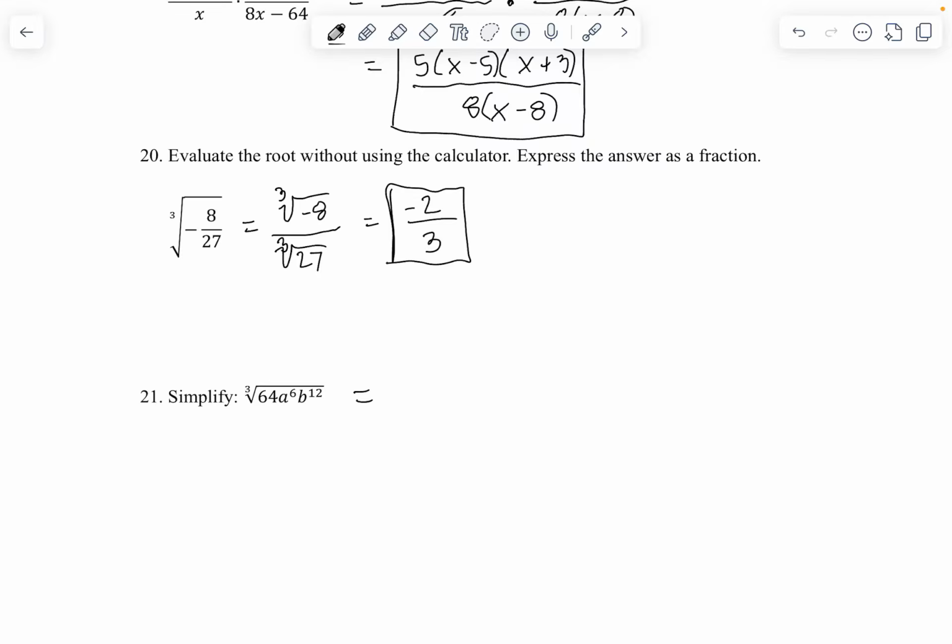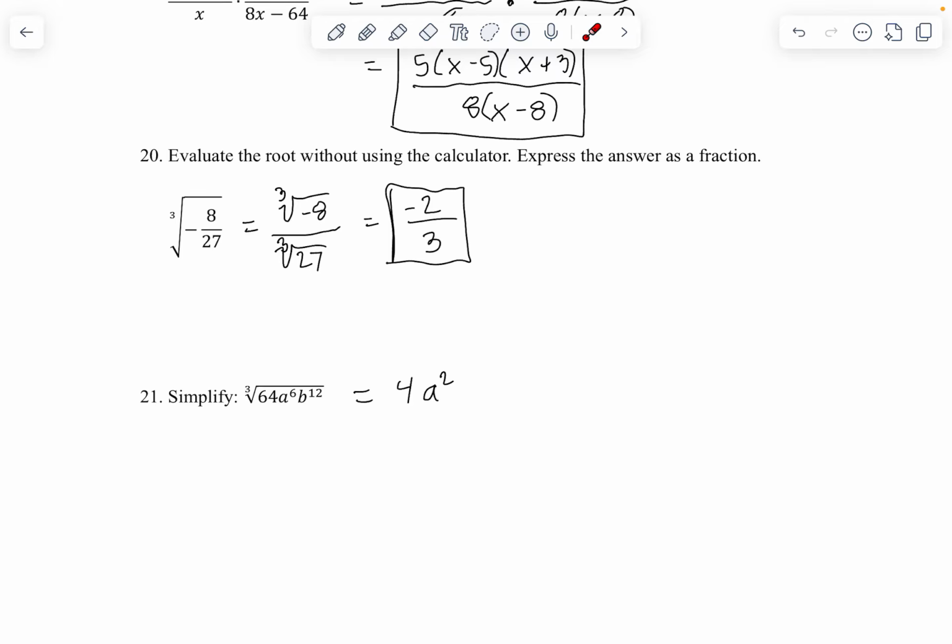Simplify the cube root of 64, a to the 6, b to the 12. Okay, so first of all, the cube root of 64 is 4, because 4 cubed equals 64. To find the cube root of the other terms, you just divide the power by the root. So the root is 3. The power here is 6. So 6 divided by 3 is 2. So this becomes a squared.